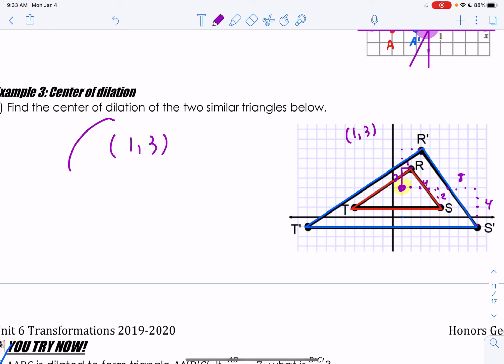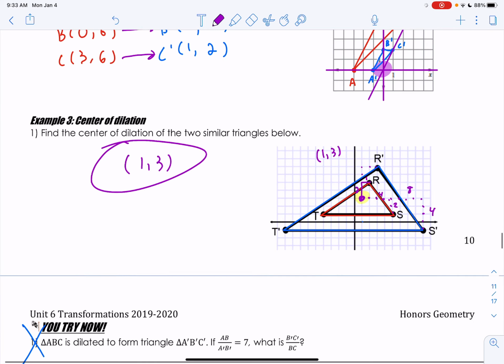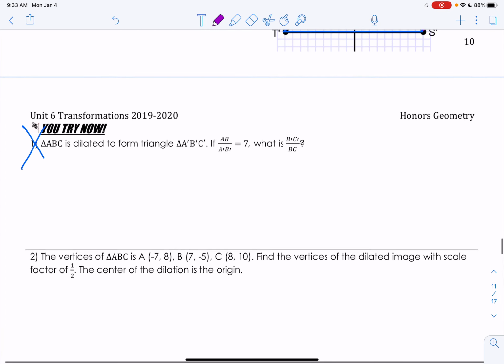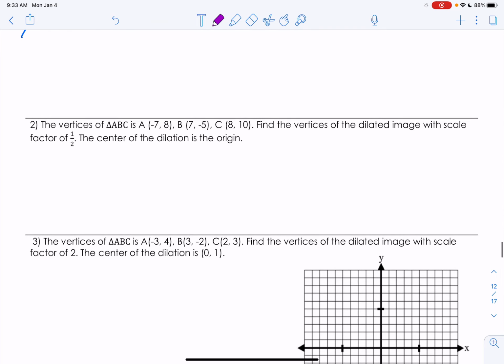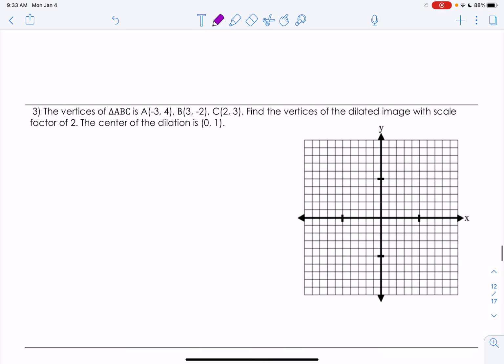And again, we will explore centers of dilation that aren't the origin a little bit more in depth together in class. All right, go ahead and try these. You try nows. Don't worry about number 1. You can skip that one. Definitely do number 2. And then number 3 is exactly that problem that I was just talking about. Okay, we've got a center of dilation that is not the origin.